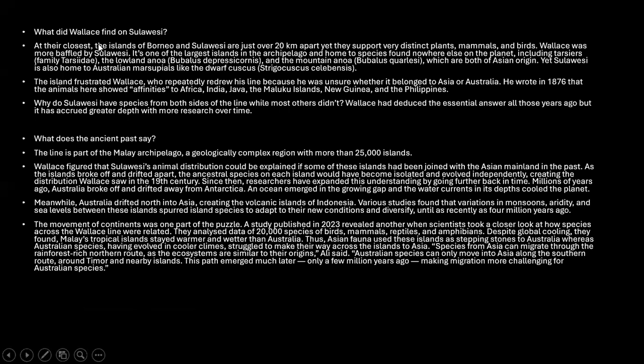So here you can see what Wallace found in Sulawesi. This is just an example here. What does the ancient past say? The line is a part of the Malayan archipelago, a geographically complex region with more than 25,000 islands. Wallace figured that the distribution of animals could be explained if some of these islands had been joined with the Asian mainland in the past. So he says that this kind of distribution is happening maybe because these islands were a part of the Asian mainland.